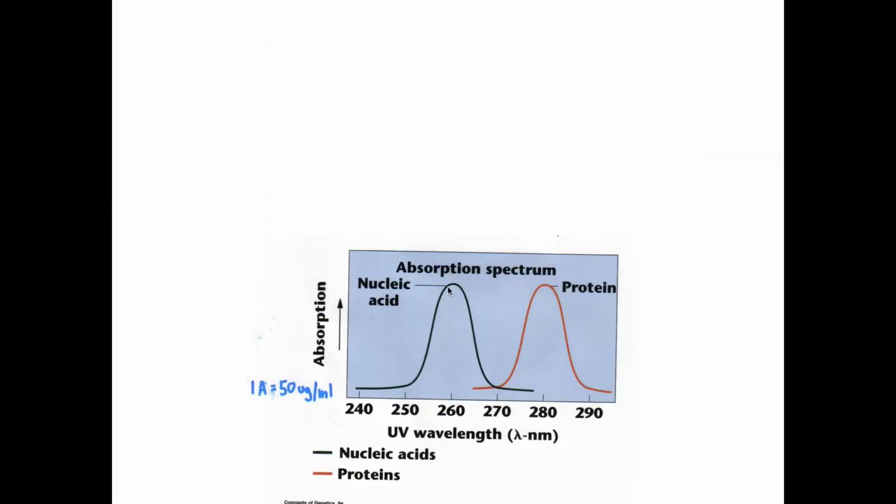And then in addition, it also allows you to quantify the amount of nucleic acid that you have in the sample. There's a proportionality between the amount of absorption at 260 nanometers and the actual amount of DNA or RNA that you have in your sample. So those are the practical ways that this particular property is utilized in the laboratory.